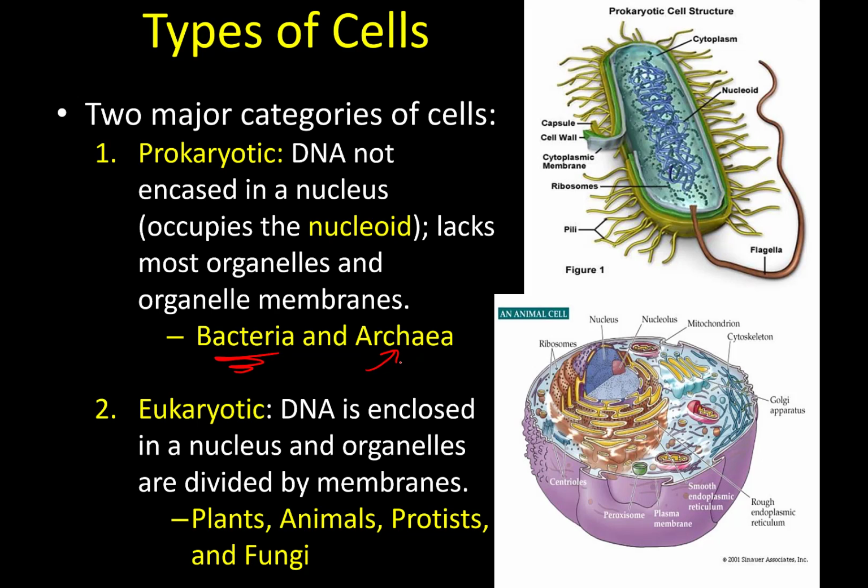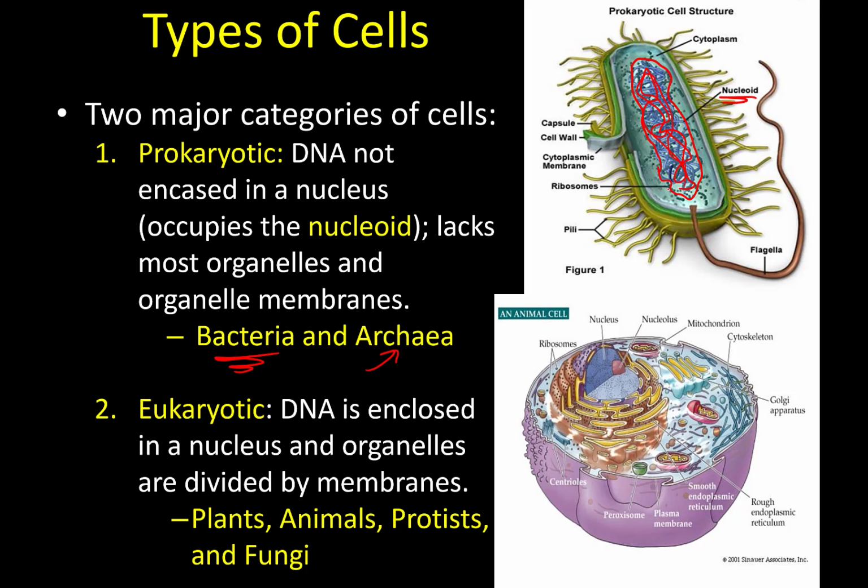Prokaryotic cells, such as bacteria, are characterized by a few pretty distinctive characteristics. They have DNA, but it's not encased inside of a nucleus. It floats around here in the open space, the cytoplasm of the cell. Now, the location where the DNA is found is called the nucleoid. It's just the location of the DNA. The nucleoid isn't its own structure, it's just a place inside a prokaryotic cell.